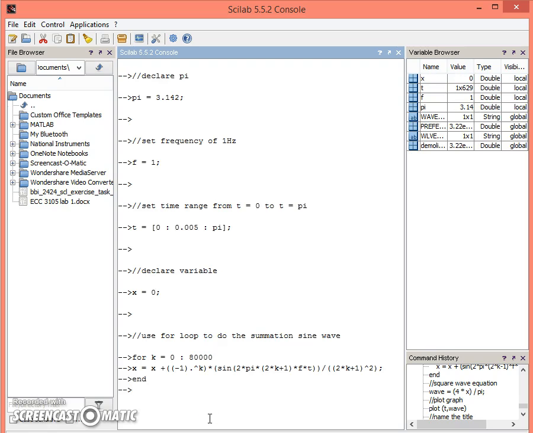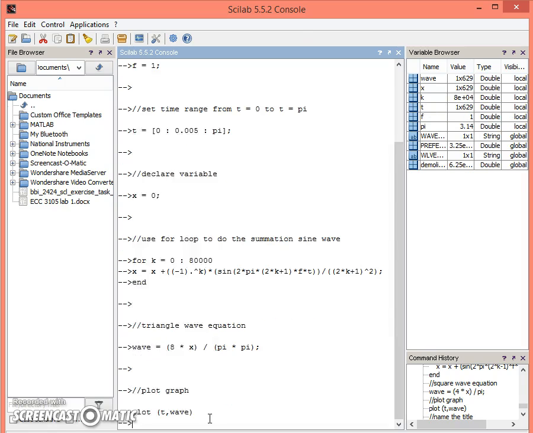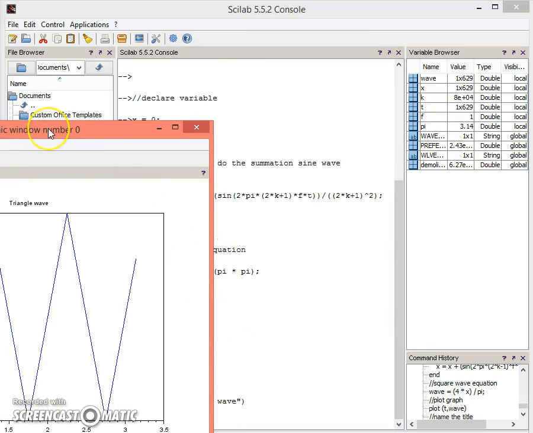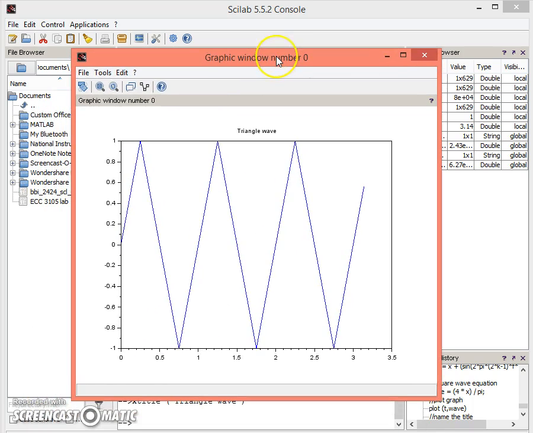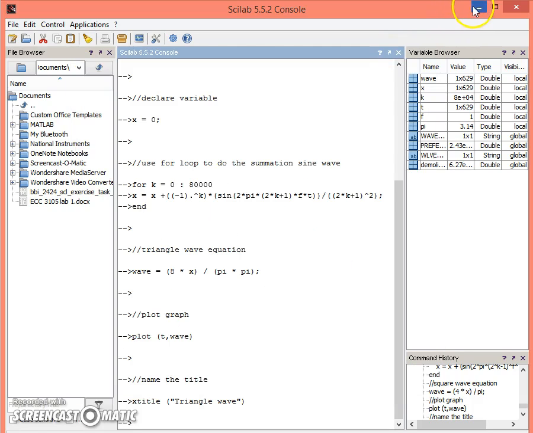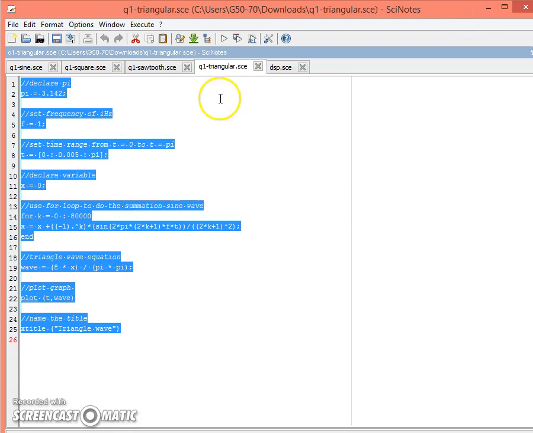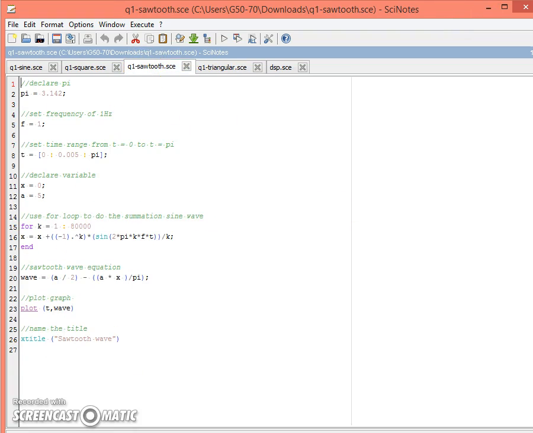Okay, the code is here, so wait for the execution. After the execution completes, it shows the triangular wave, which is like a zigzag. And next is showing a sawtooth wave, which is this. This is a sawtooth wave.